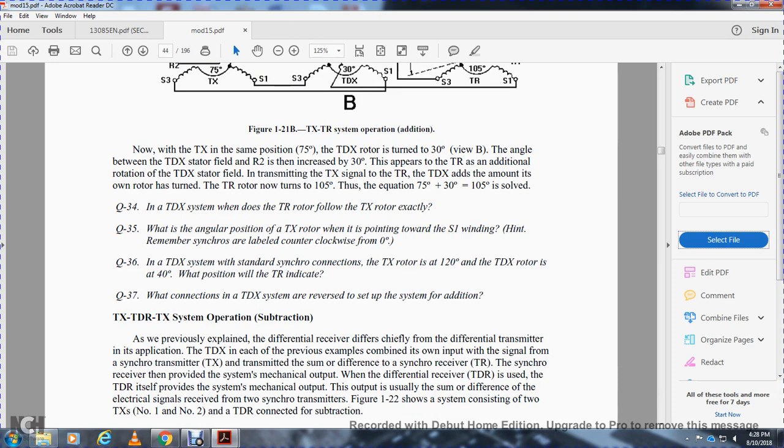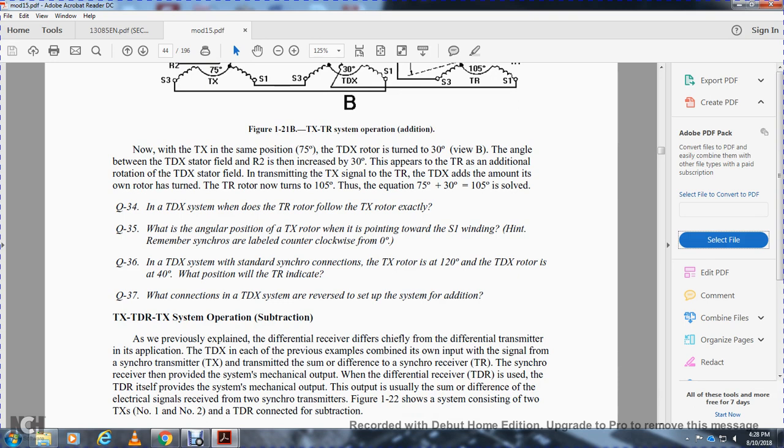As previously explained, the differential receiver differs chiefly from the differential transmitter in its application. Each of the previous examples combines its output with its own input signal from the synchro transmitter to transmit the sum or difference to the synchro receiver.